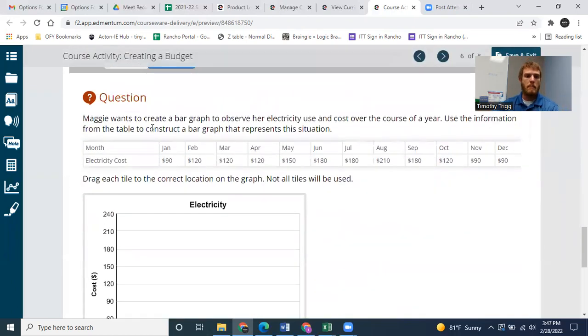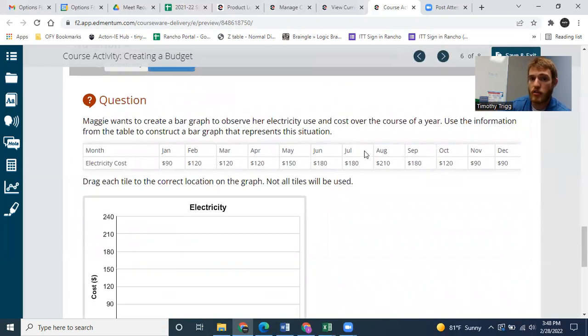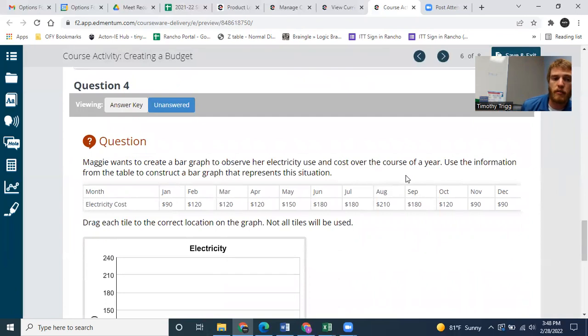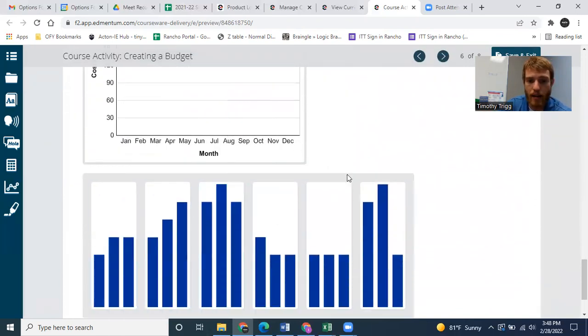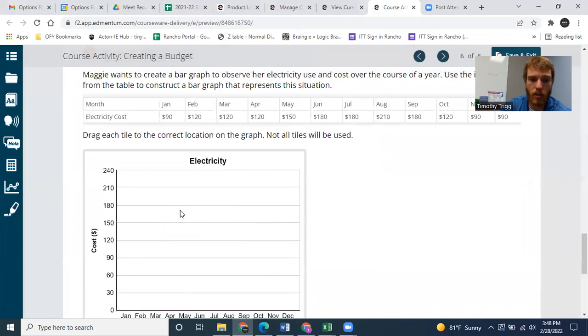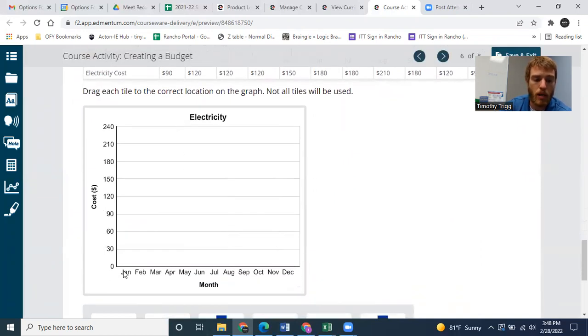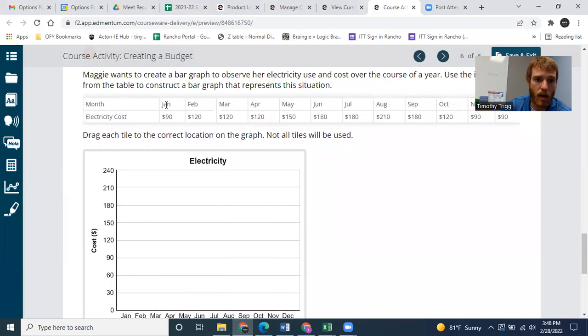All right. Maggie wants to create a bar graph to observe her electricity use and costs over the course of a year. Use the information from the table to construct a bar graph that represents the situation. So we have these tiles and we're going to click and drag them into this calendar here, basically. You can see the monthly cost.